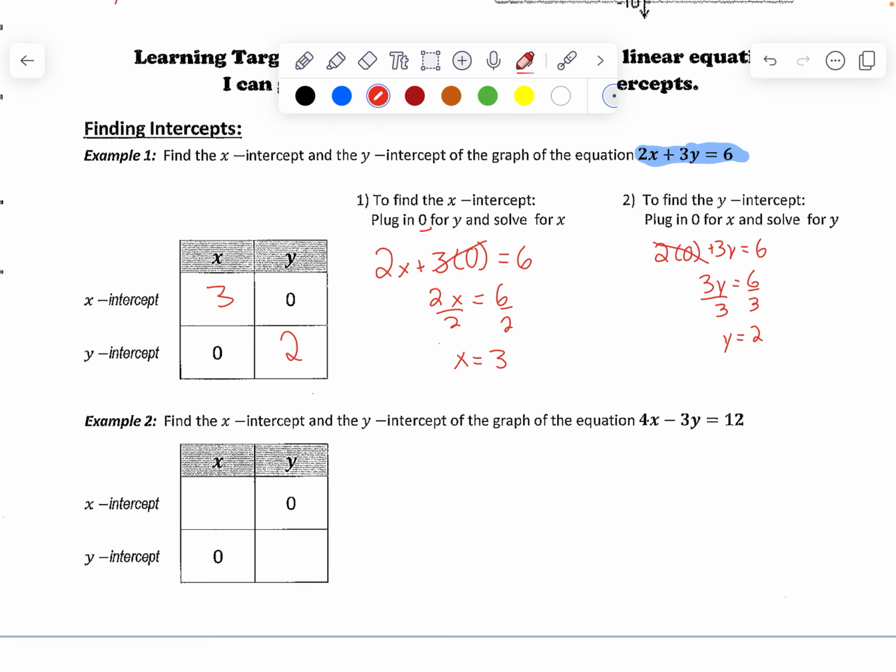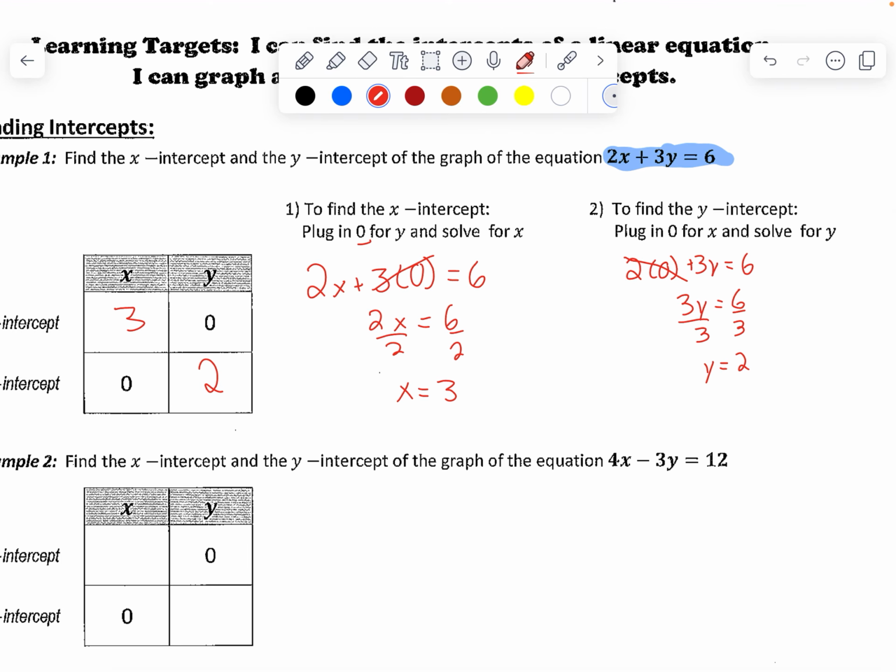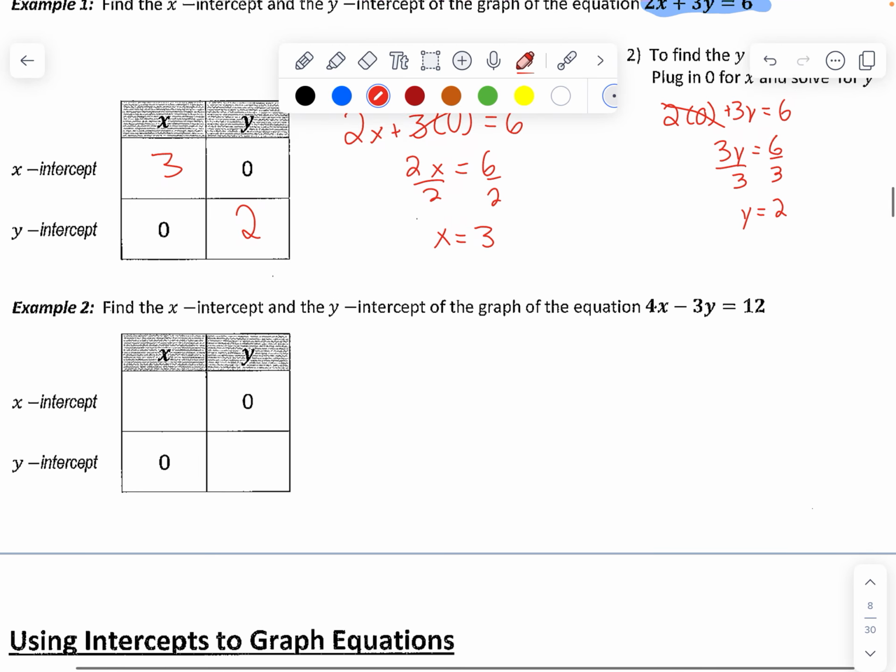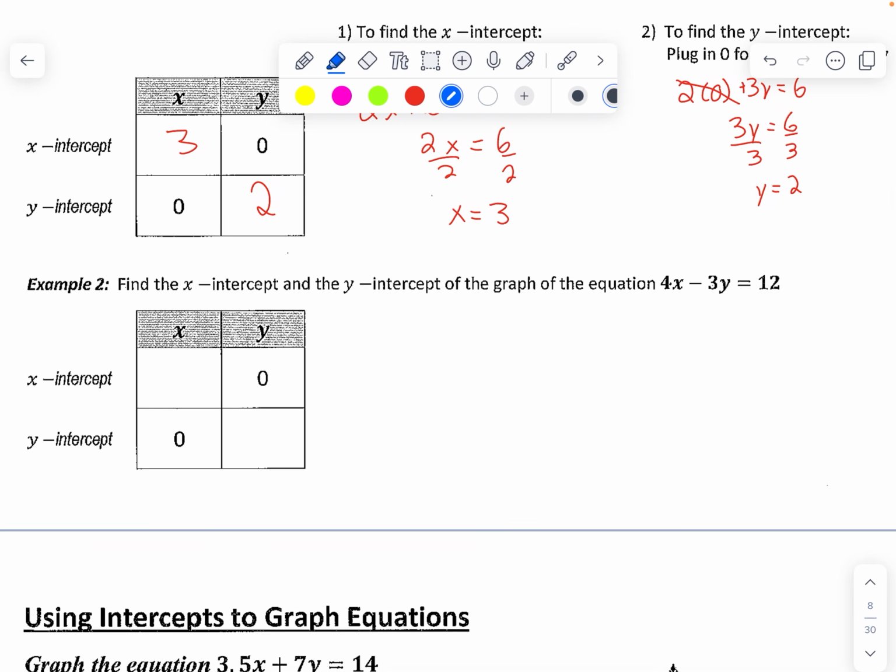So this is how you can find the x and y-intercept from an equation. Let's try it again. And actually, I'm going to have you go ahead and try this one on your own. Pause the video and see if you can find the x and y-intercept from here.